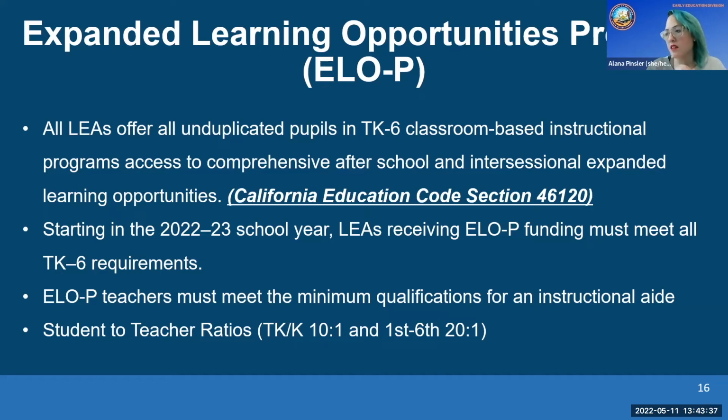Oh, I see. The question was about which one you are going to follow. Is it 10-to-1 or 20-to-1 if you have TK kids in there? If you have TK kids, it would be 10-to-1. We want to confirm that with our ELOP partners. So we have taken that back. We recognize we want to get you an answer to that. Next slide, though.